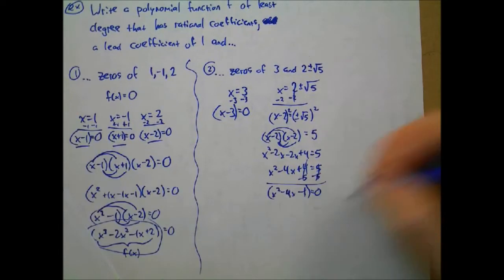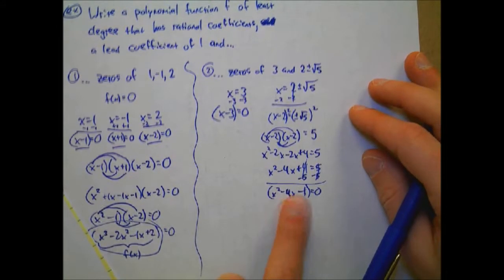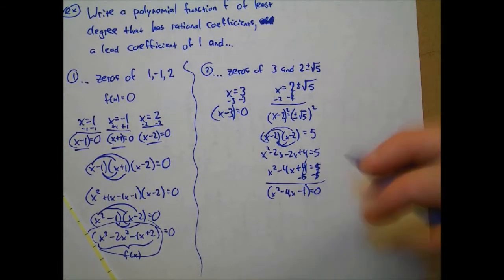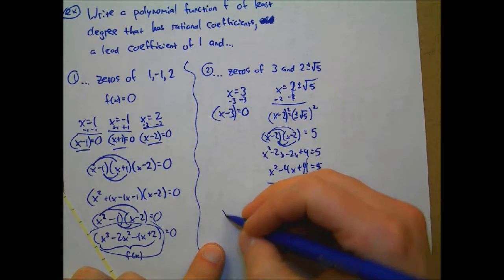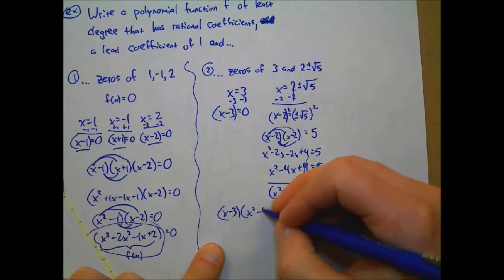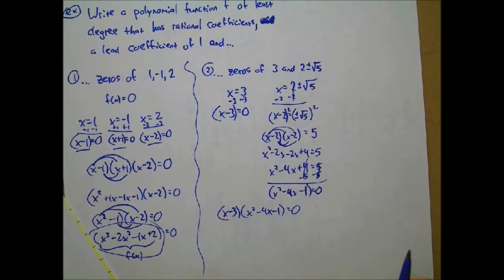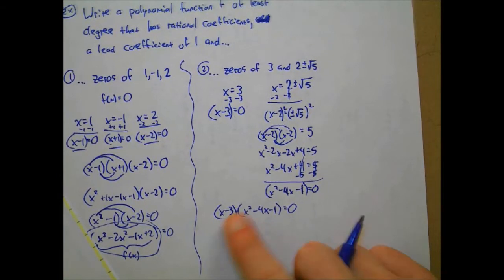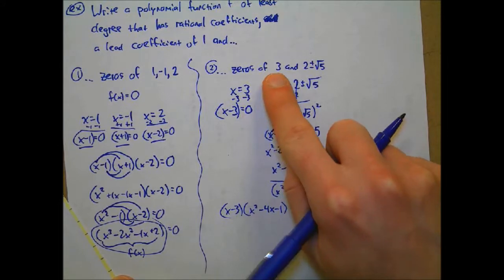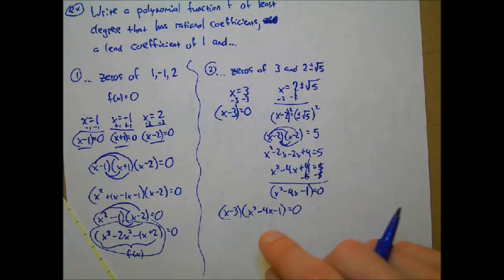So this is one of our factors, and this is our other factor right here. We're going to multiply these two factors together to get our answer. So x minus 3 times x squared minus 4x minus 1. Technically now, this is our polynomial that will yield a 0 at 3 and a 0 at 2 plus or minus root 5. But again, we're going to put it in standard form, so we're going to multiply it out.